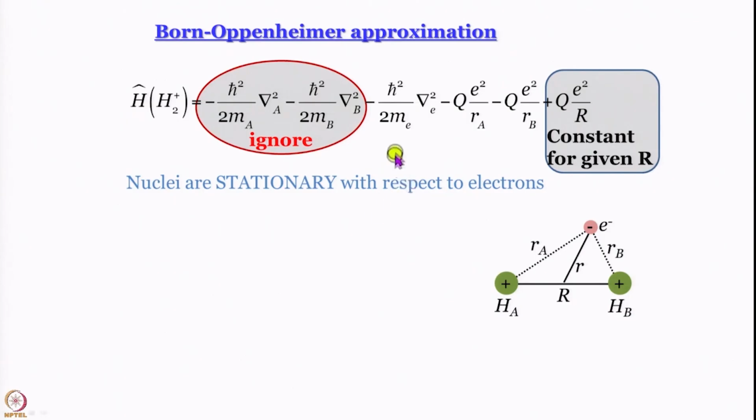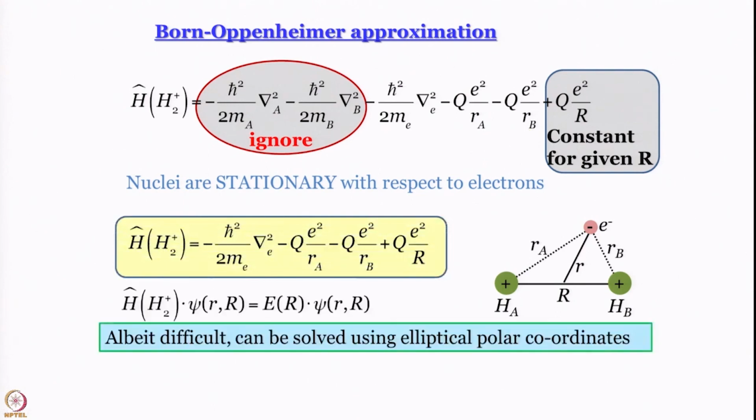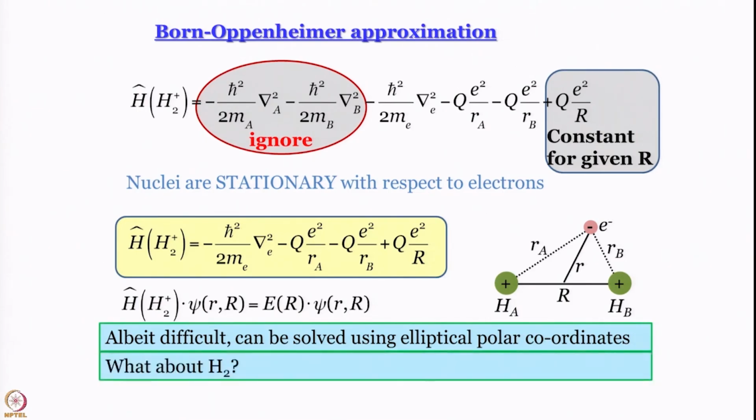All you have to work with now for H2 plus is minus h cross square by 2 me del E square, minus QE square by RA, minus QE square by RB. So, life is simpler than it was, and in fact, using elliptical polar coordinates, you can actually solve it and get wave functions. But we will not do it, because they will become useless the moment you go to H2. So, what we do is we use a linear combination of atomic orbitals, as we will discuss later.